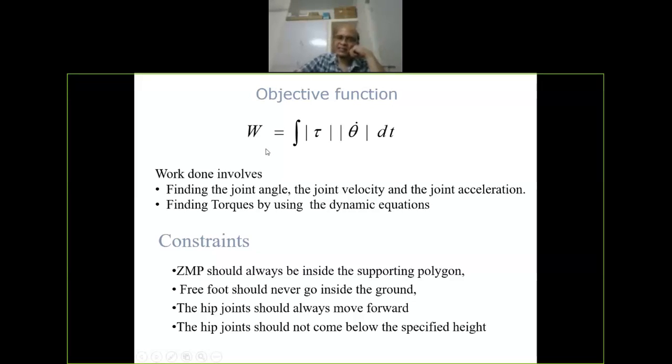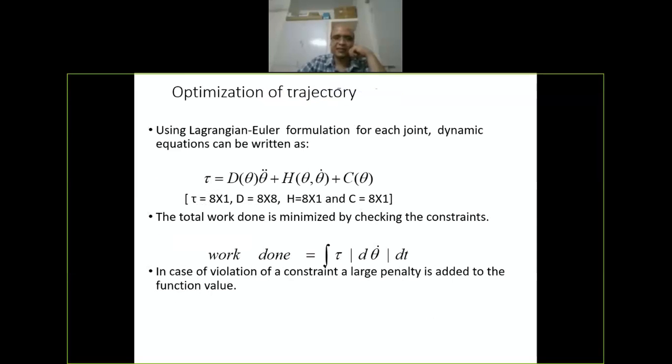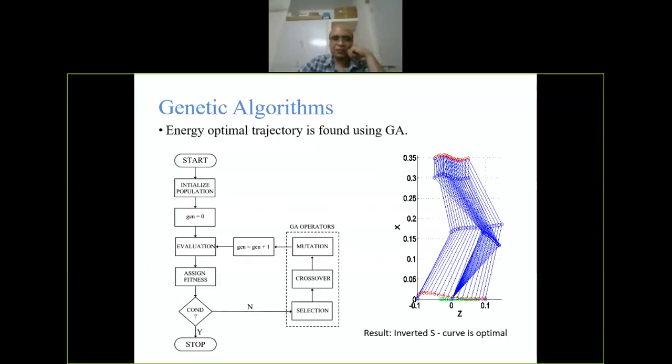So what the GA, or the optimization, is essentially doing is using an infinite number of trajectories, and for each of them, it is finding the energy, and then saying which set of trajectories gives us the minimum energy. And if you do that, what we find, using GA, is an energy optimal trajectory. The stick figure on the right gives us the energy optimal trajectory of the foot and the hip. The curve looks like an S curve.